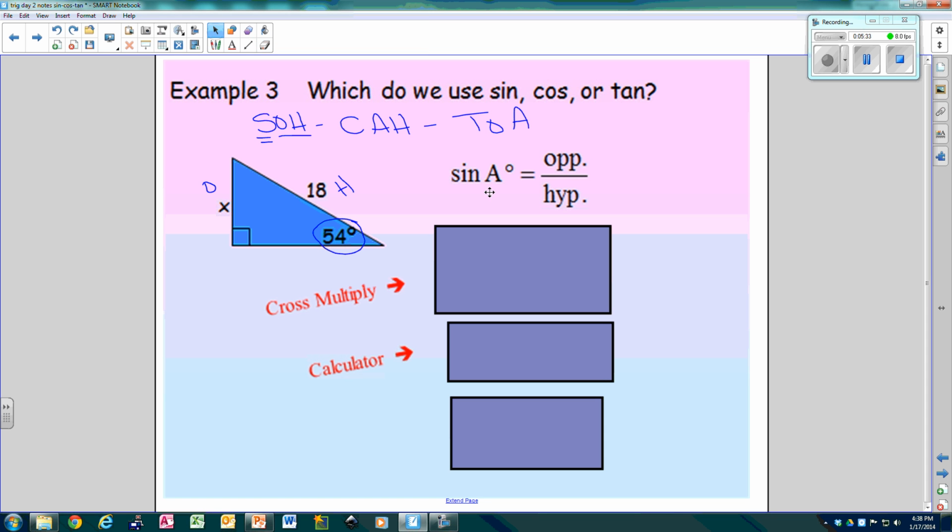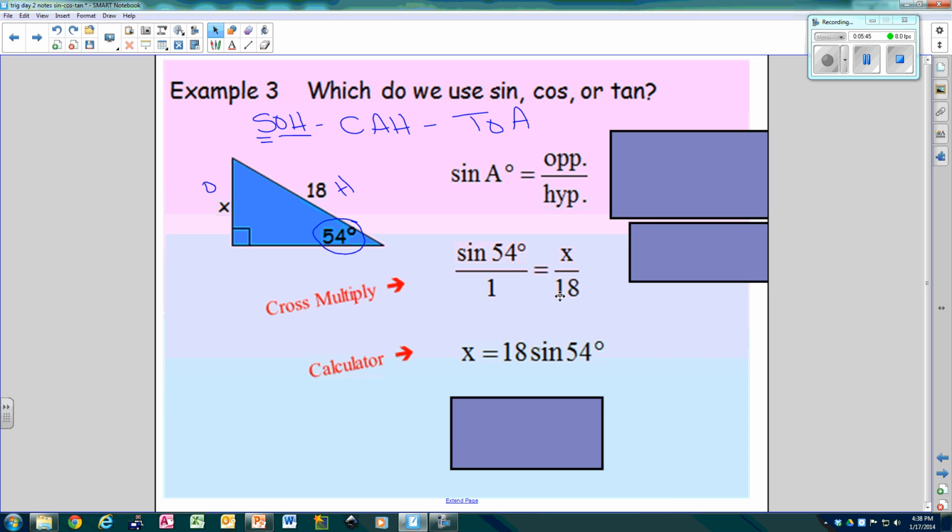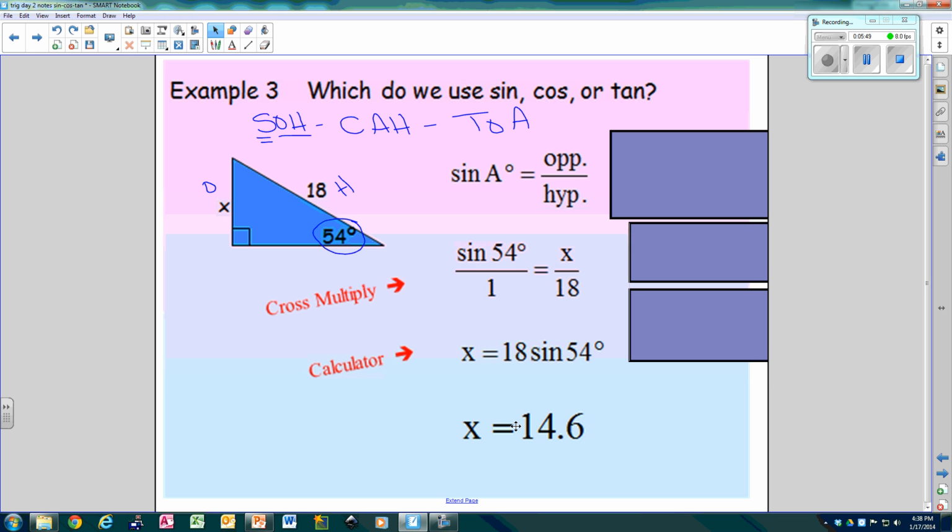So if I plug that in, I get the sine of 54 over 1 is opposite is x, hypotenuse is 18. So we cross multiply and we get that x is 18 times sine 54. Type it in the calculator. We find out that this side is 14.6.